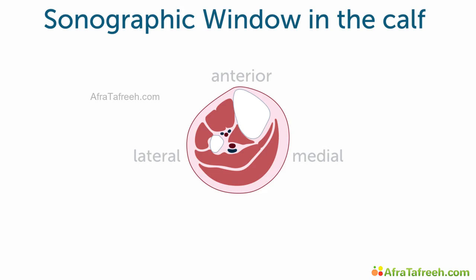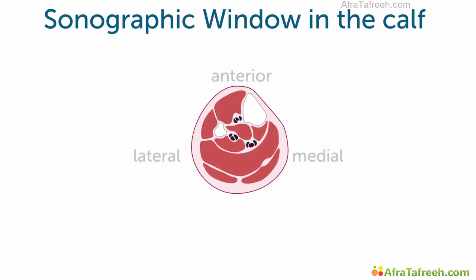This image here is a suggested transducer position to image the calf veins. Sometimes we may see them from a medial approach, as in here. We may see them from the posterior or lateral approach. We'll also see the anterior tibial veins from our anterior approach.